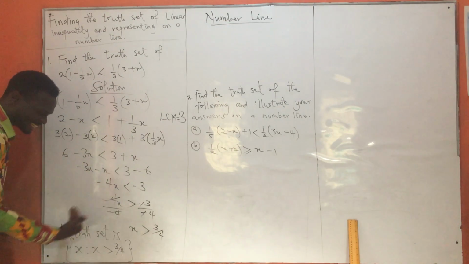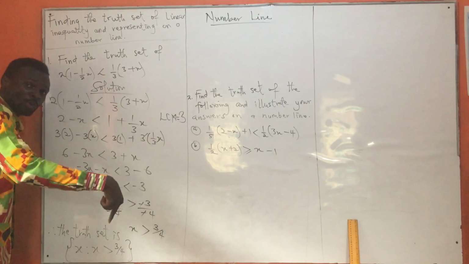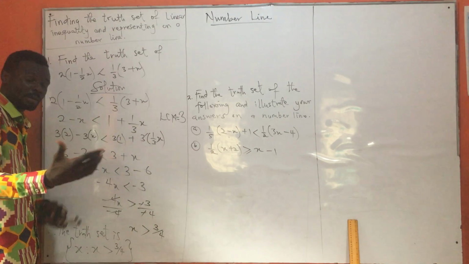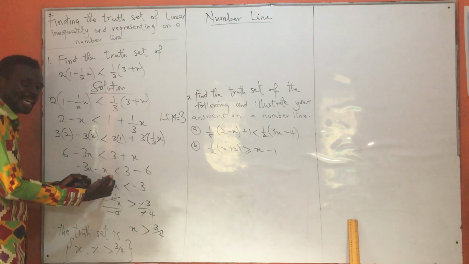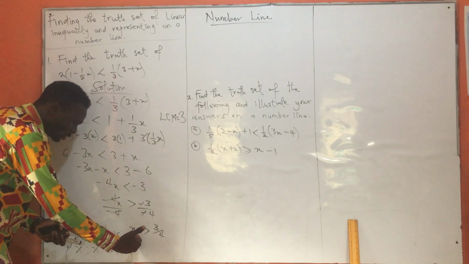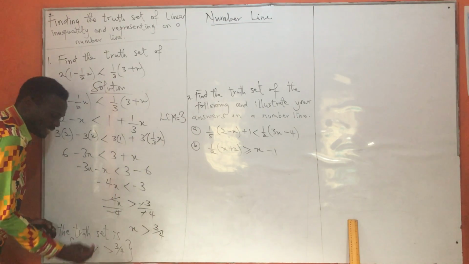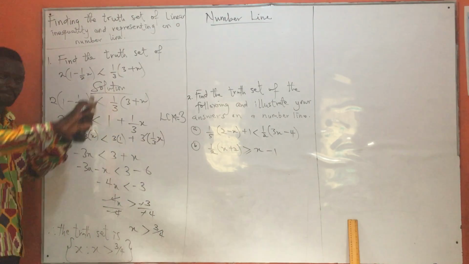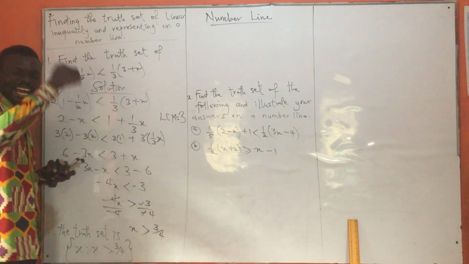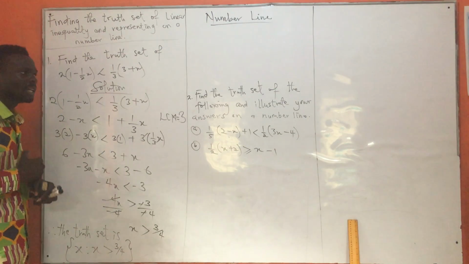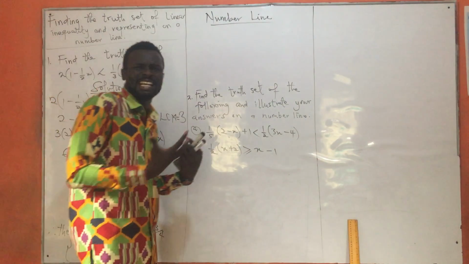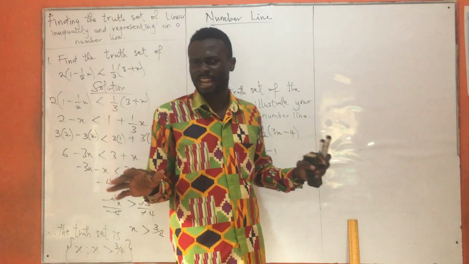So the truth set is giving us the variable you are working for. It could be y. Remember, it's a variable. It could be A. So if, let's say, the variable we have here is A, then the truth set is going to be A is such that, then you state the answer, you give it in a curly bracket. And that is the truth set. Good. Now that we know the truth set, let's quickly jump to the number line.